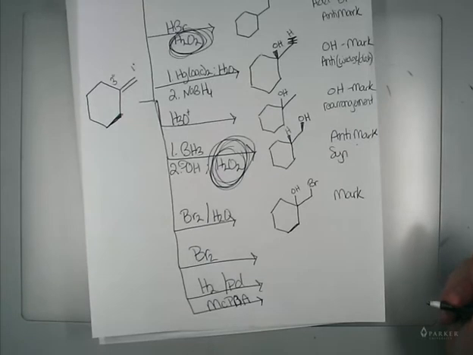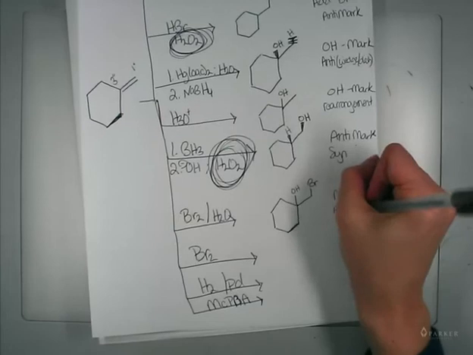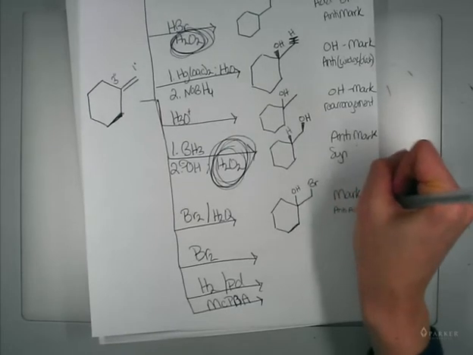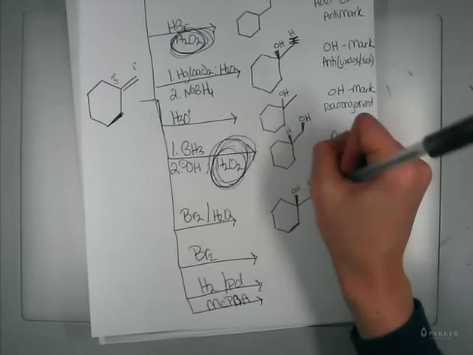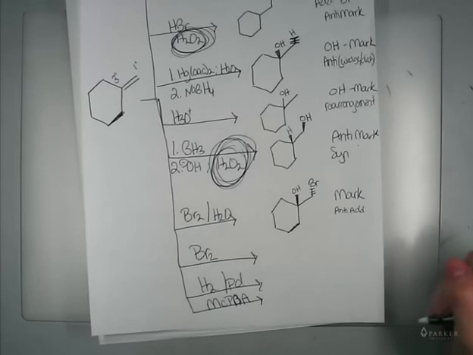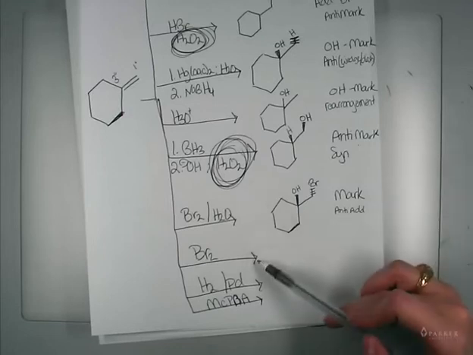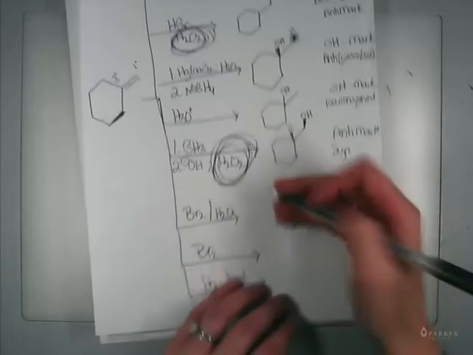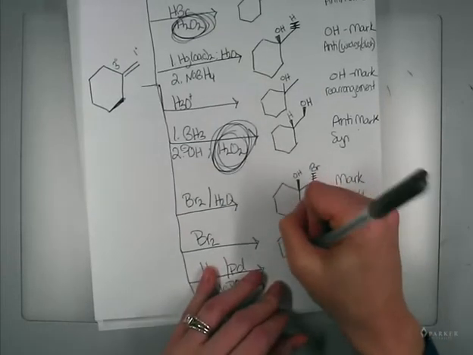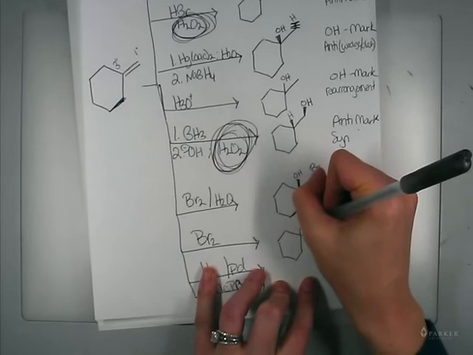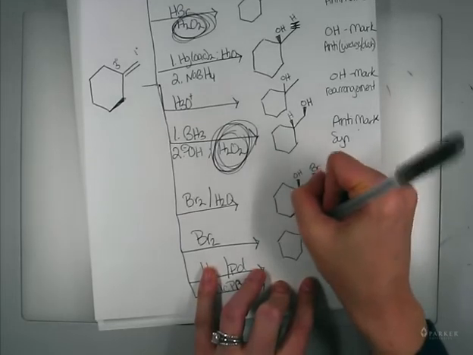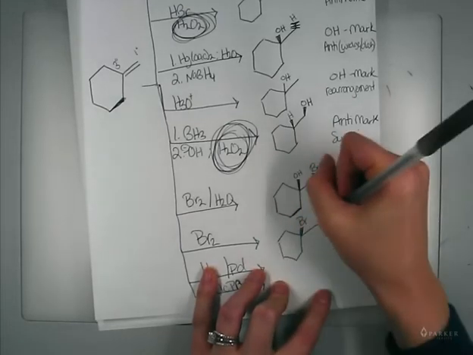And does this add syn or anti? Not Markovnikov, but just wedges and dashes. Anti. So we have a wedge and a dash. What about right here with Br2? What do we add? Two bromines. And then if one's on a wedge, the other one will be on a dash.